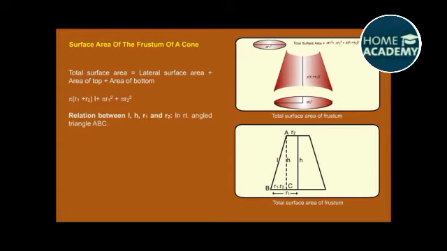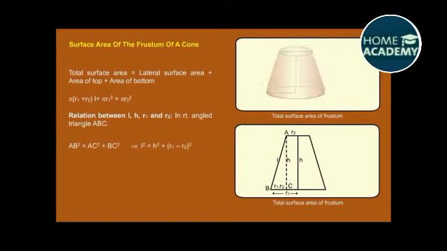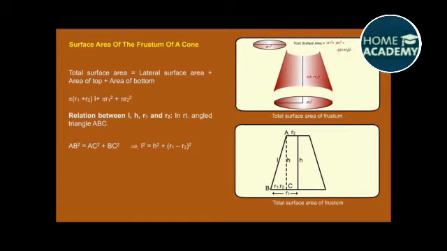Relation between L, H, R1 and R2 in right-angled triangle ABC: AB² is equal to AC² plus BC², which implies that L² is equal to H² plus (R1 − R2)².